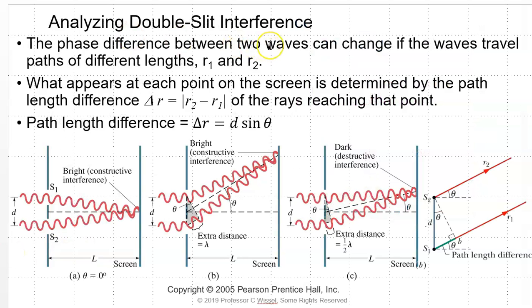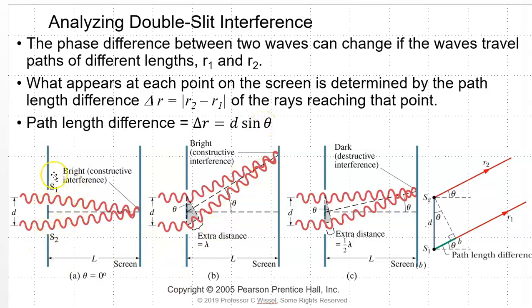Now, the phase difference between two waves can change if the waves travel different lengths. What appears at each point on the screen is determined by the path length difference, delta R equals the absolute value of R2 minus R1, of the rays reaching that point. The path length difference will be delta R equals d sine theta. Now, where does this come from?